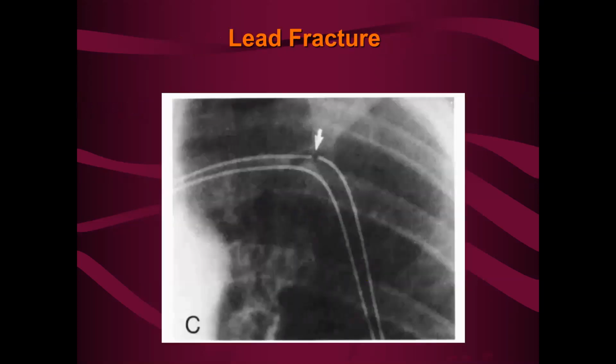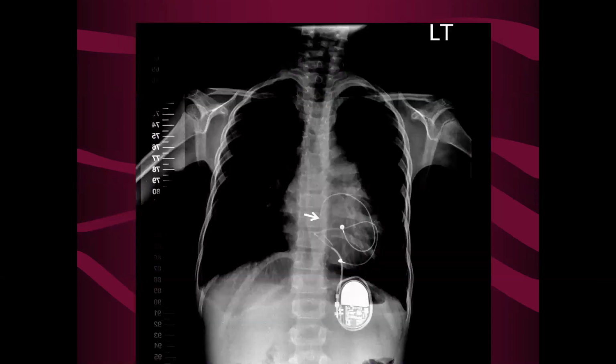So here's an X-ray example of what it would look like if a lead was fractured. This patient has a two-wire system, meaning a dual-chamber pacemaker, and you can see a gap in the conductor wire where the arrow is pointing, so that's showing a lead fracture.